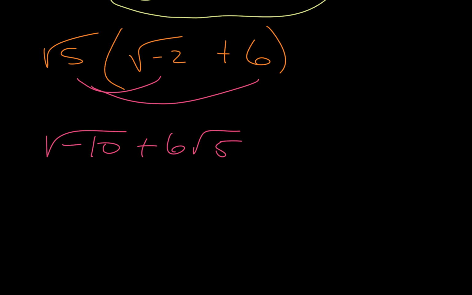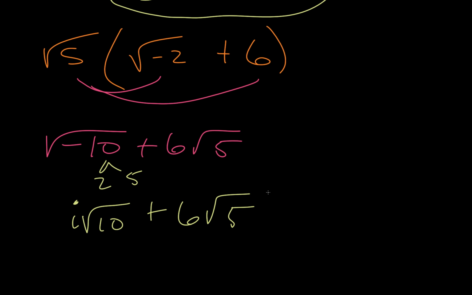And we want to take it just one step further to take out this i. So 10 just breaks up into a 2 and a 5, so we can't change that. So we still get the square root of 10, but this negative comes out to become an i on the outside, and then we just rewrite our 6 root of 5.